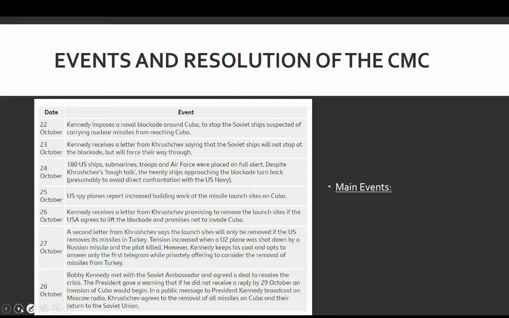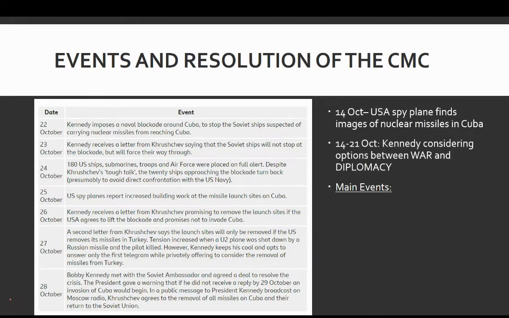Now, you also went through the 13 days of crisis and all the big events that caused the crisis to escalate. Now, you must remember that the first 7 days of the crisis involved the discovery of the missiles and Kennedy's time taken to listen to his advisors and decide what was the best course of action, whether he should go to war, invade Cuba, or consider diplomacy.